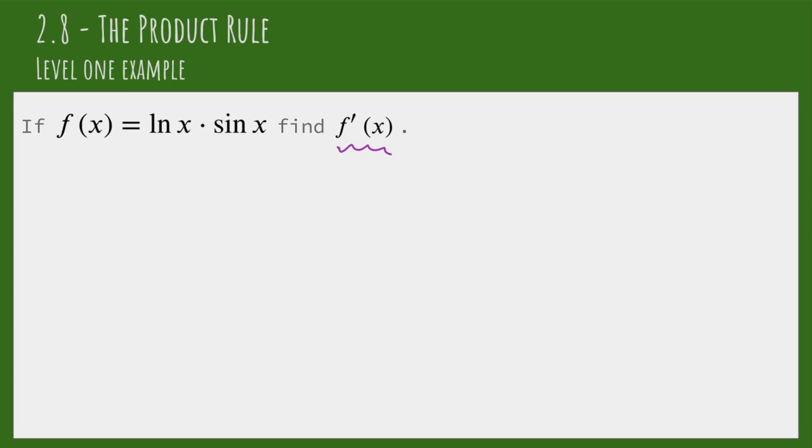So what we want to do now is find f prime of x. So I'm going to write this out. I'm going to think of this as u representing the natural log function and v representing the sine function. When we take the derivative, I'm just going to write this off to the side here. So I'm thinking to myself, the derivative here is going to be the derivative of the first, so the derivative of u, times the second, plus the first times the derivative of the second. So that's the product rule.